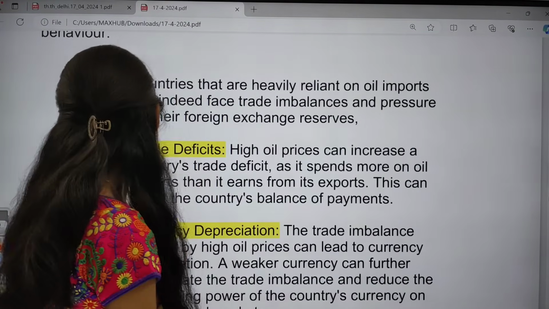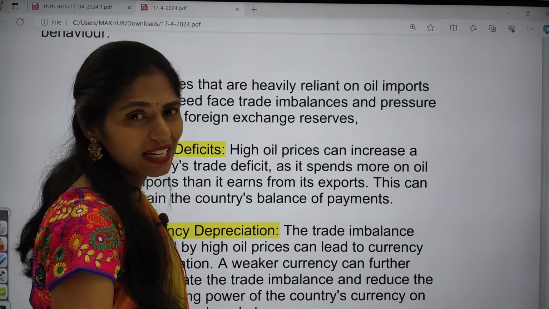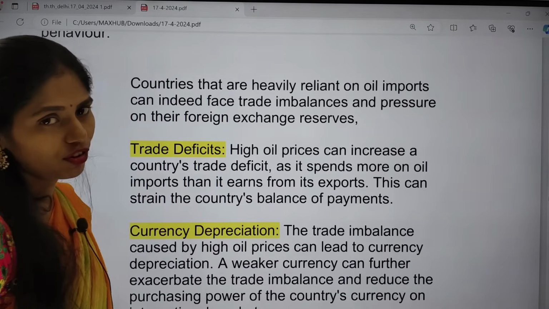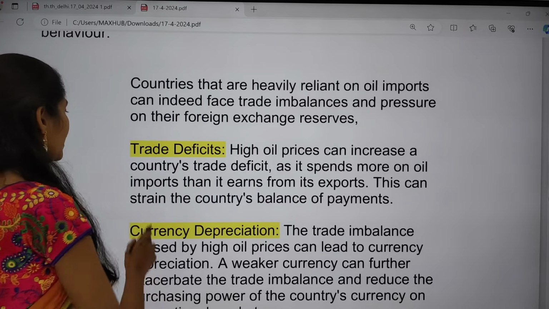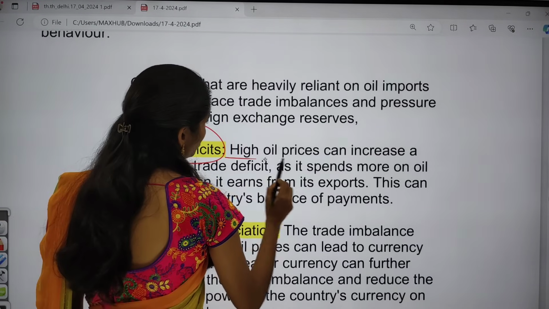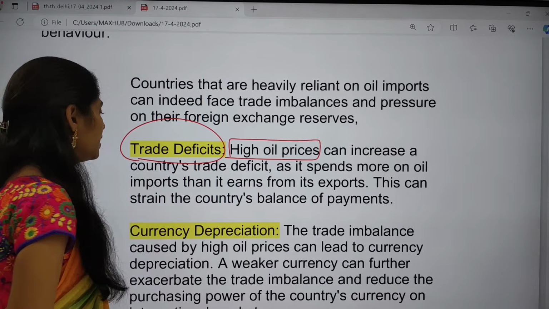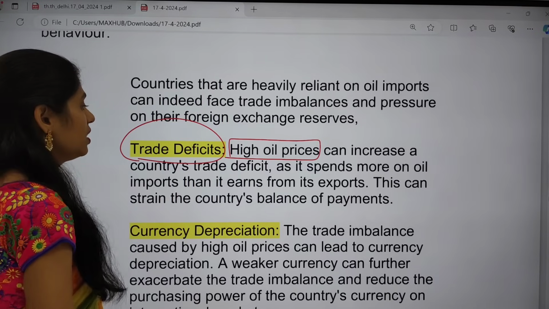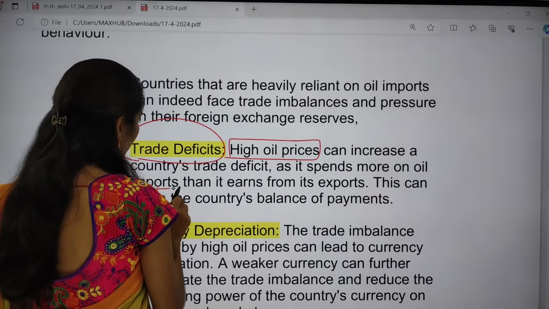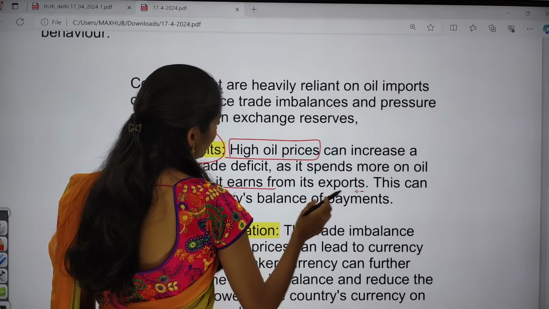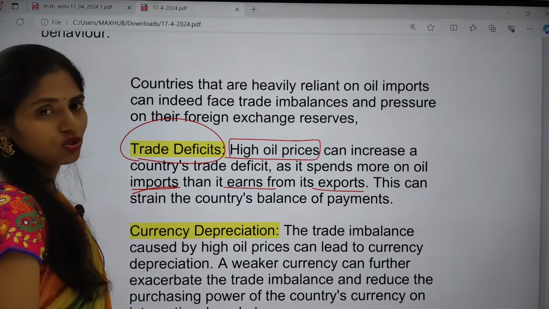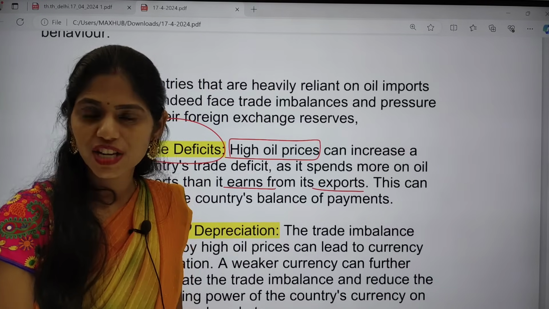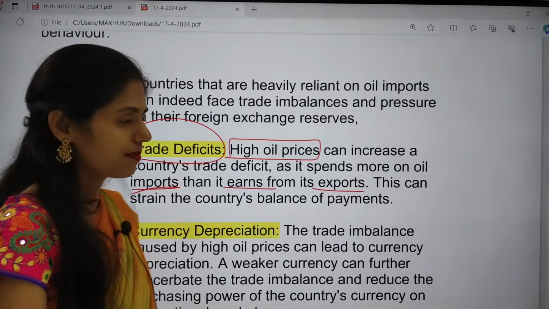And next one here is that countries which are heavily dependent on oil imports, especially India, are going to face imbalances, and they are going to have pressures from the international market and on foreign exchange reserves. And next one is trade deficit. Because of these high oil prices, a country's trade deficit can increase, and it even spends more on oil imports than it earns from exports. So this can strain the country's balance of payments, or lead to a balance of payment crisis.